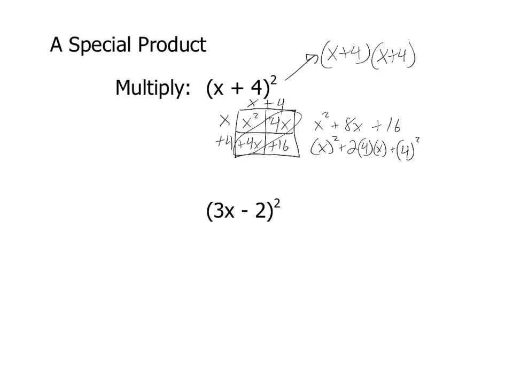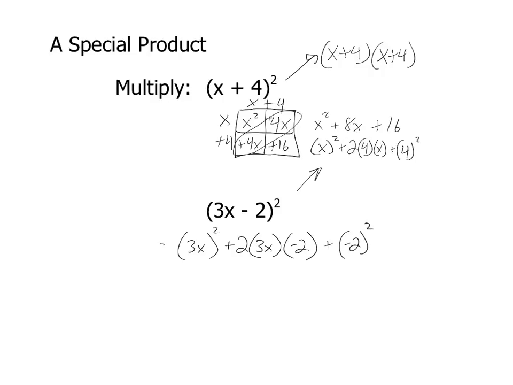So let me show you what I mean. I'm going to do that in our next problem. So if I'm going to square 3x minus 2, I'm going to use this method here. What I'm going to do first is square my first term. I square 3x. Then I'm going to multiply it by 2 times the first term times the last term, and notice that last term was a negative 2 there. And then I'm going to square my last term. My last term is negative 2, so I'm going to square that.